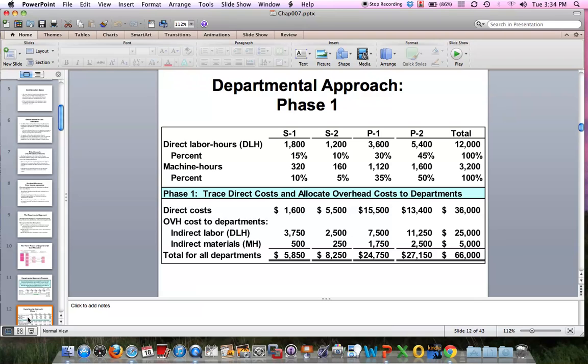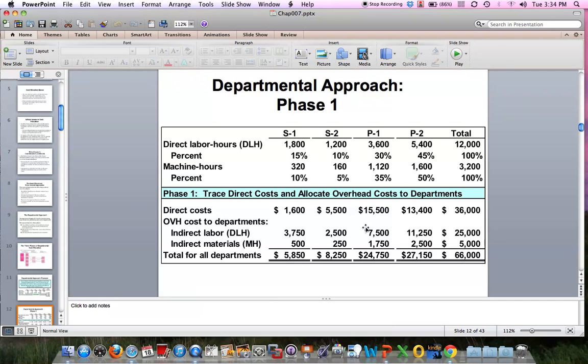Basically what you see on the top half of the screen, the direct labor hours and the machine hours, was given to us from the previous slide, and then all they did was compute the percent of each department for direct labor hours and for machine hours. So S1 is 15% of 12,000 and so on, adds up to 100% for each. Okay, so once we have our percentages, now we can do a little bit of allocation.